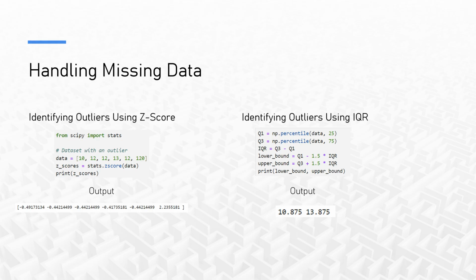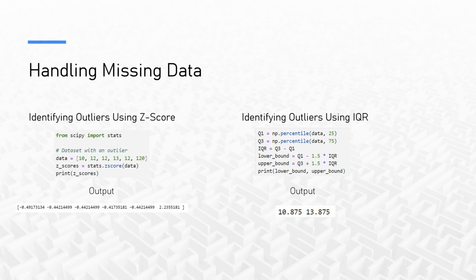On the right, we're using the IQR method. Here we calculate the first quartile, the third quartile, and then the interquartile range between them. Based on that, we set lower and upper bounds. Any value outside this range is considered an outlier. In this case, the range is about 10.8 to 13.8. Since 120 falls way outside of that range, it's flagged as an outlier.